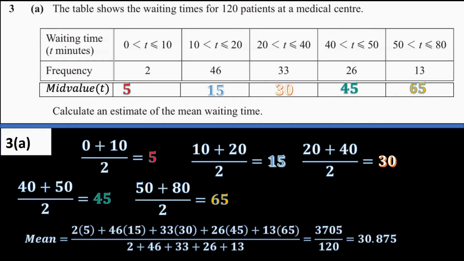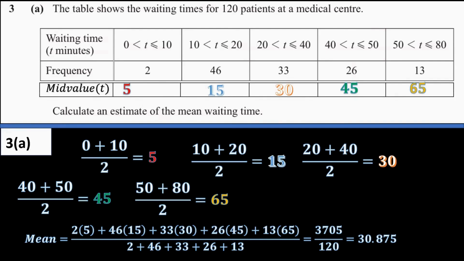So we are going to use this now to estimate the mean waiting time. So how do we estimate it? We multiply the frequency by the mid value. So the frequency 2, we multiply by 5, which is the mid value, plus 46, which is the frequency, multiplied by the mid value 15, plus another frequency 33 multiplied by the mid value 30, plus another frequency 26 multiplied by the mid value 45, and lastly we take another frequency 13 and multiply by the mid value 65.